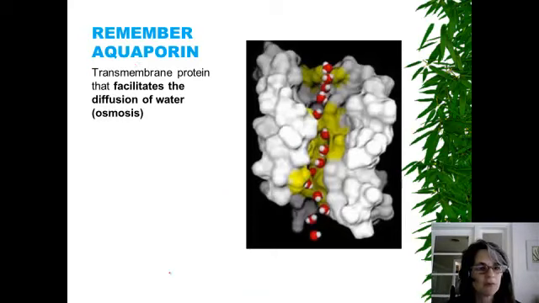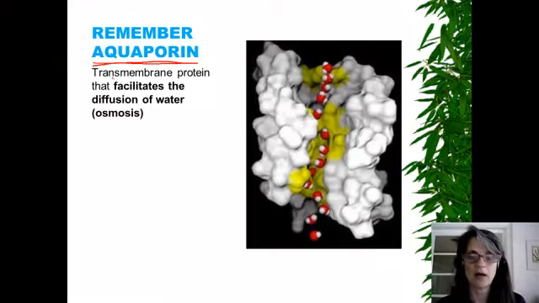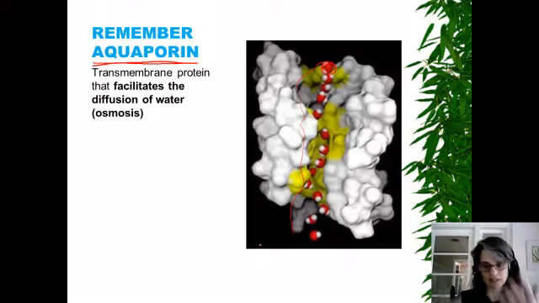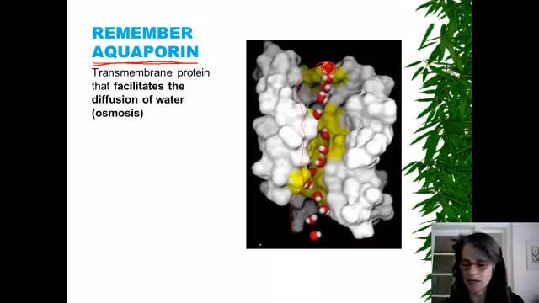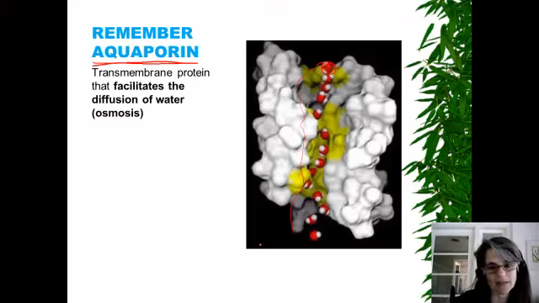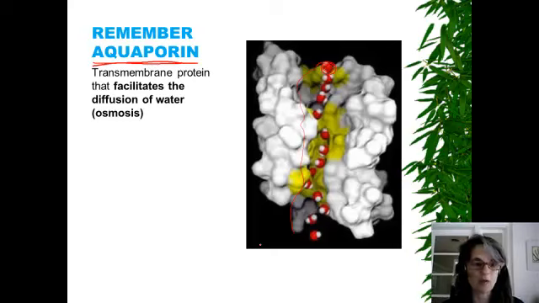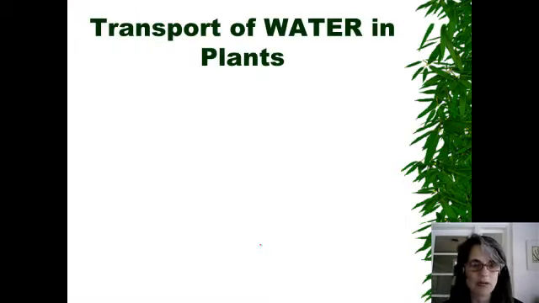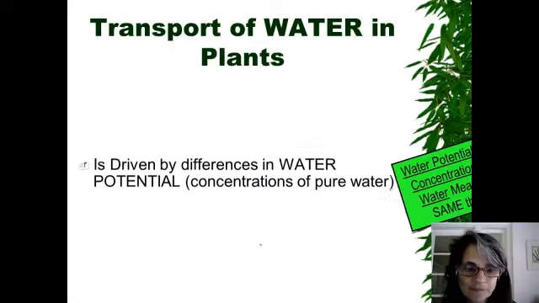Okay? I also want to remind you of this term. Aquaporin is the name of the channel that actually facilitates the diffusion of water. There we see water molecules, little red and white structures moving through this glob of protein. This channel is specifically designed to allow water to pass through it. So anywhere we see osmosis happening, most of it is happening because aquaporin molecules are present inside the cell membranes and allow the water molecules to pass across cell membranes.